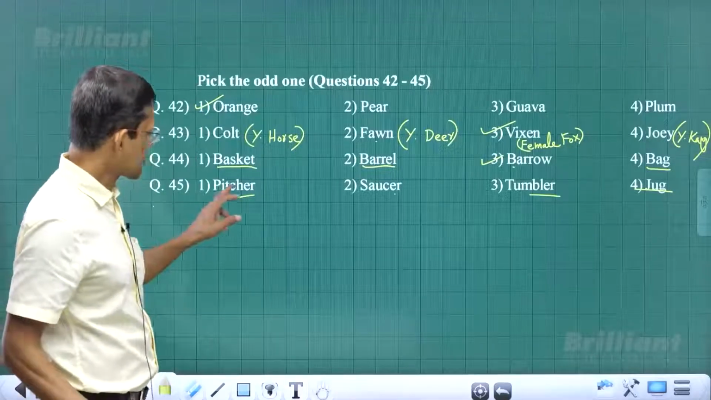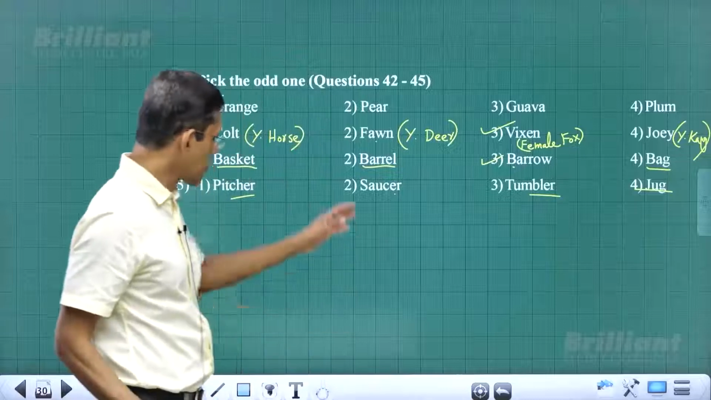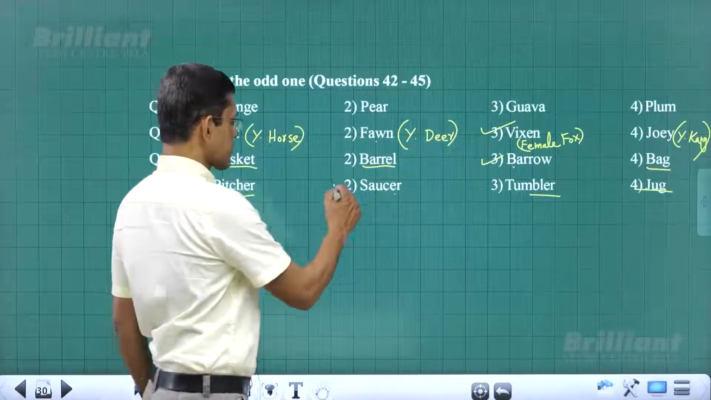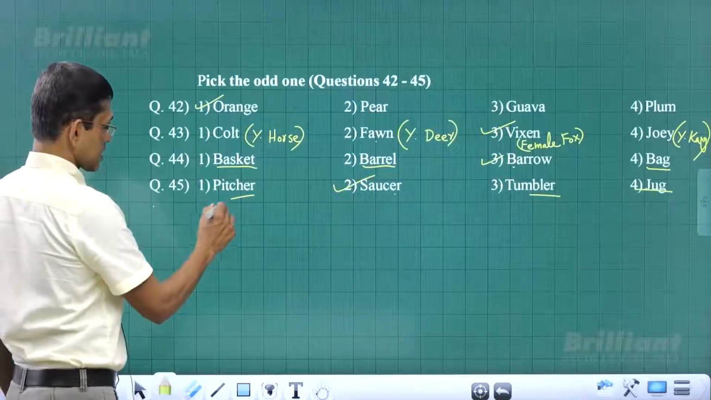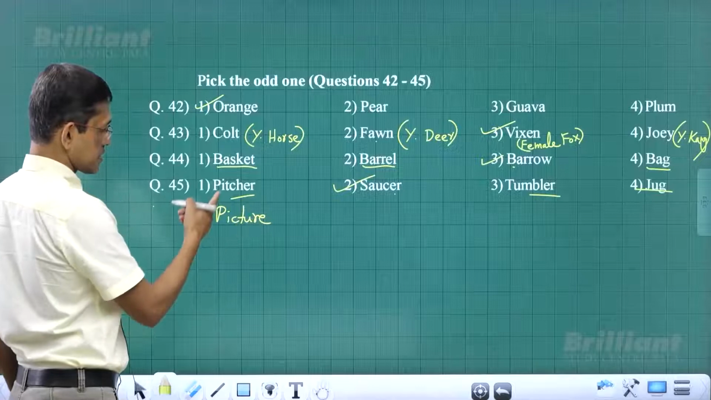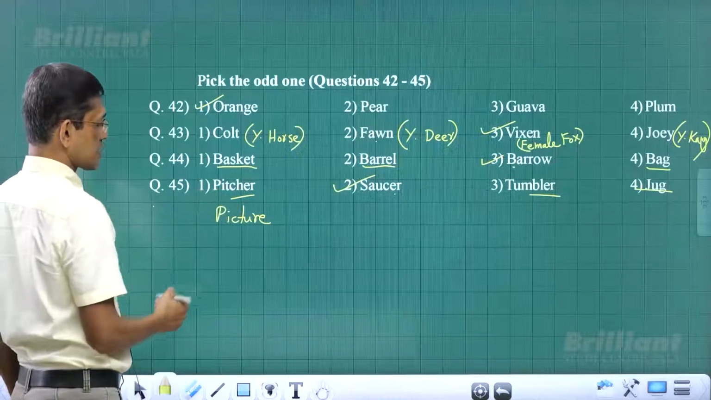So ultimately these three things are used to handle liquid. But saucer, it's a small plate. So that one is different. So this is not the other picture. This picture is different. This picture, you know what is that picture. But this spelling is different. P-I-T-C-H-E-R. Picture.